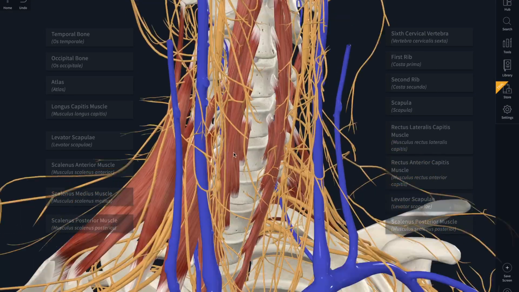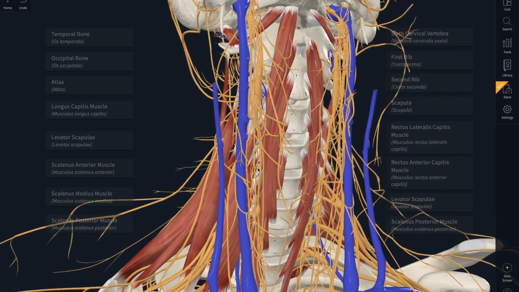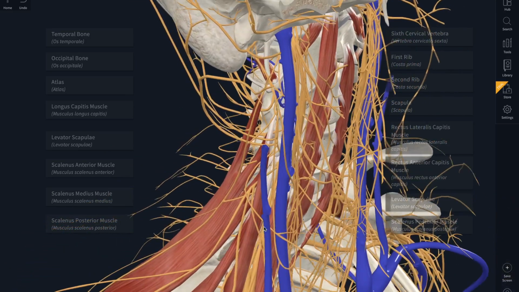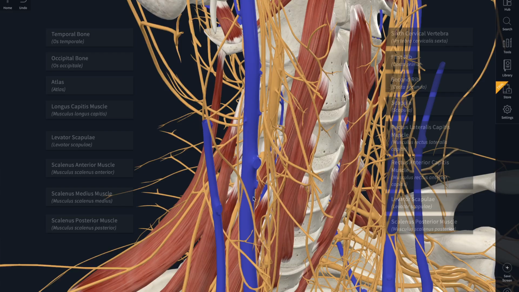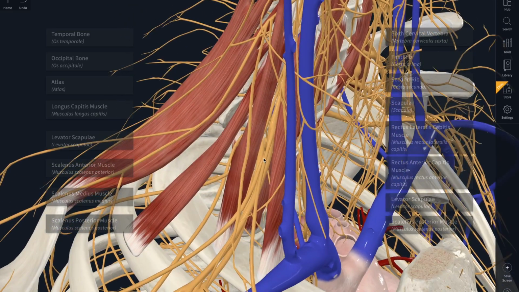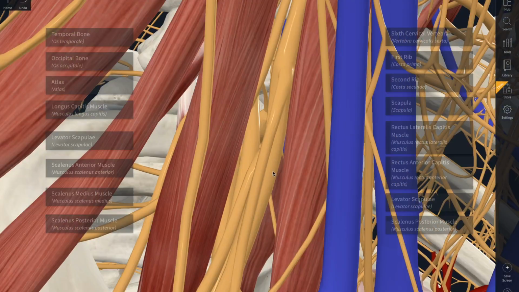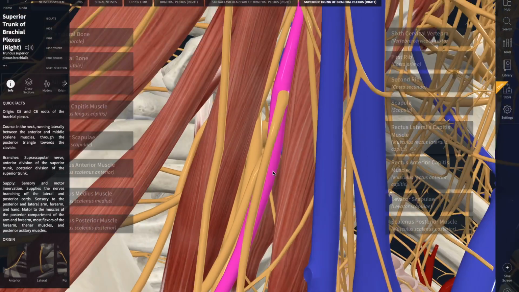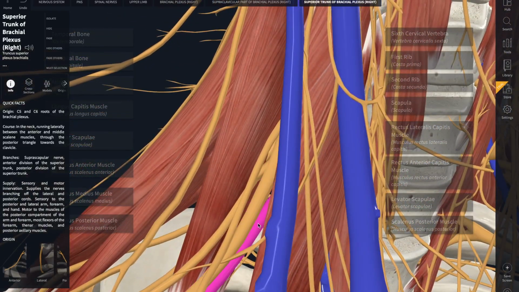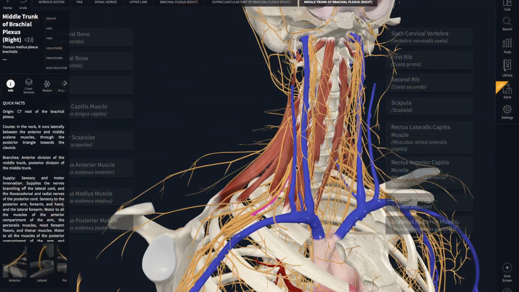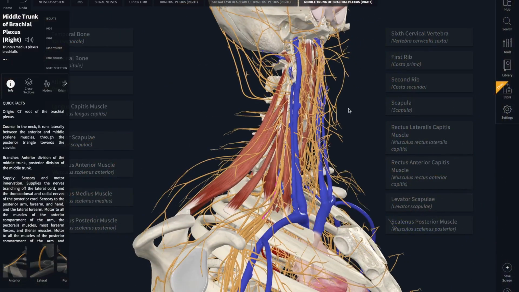Now, the contents of the deep structure of the neck. The first thing that we have to be concerned with is the brachial plexus. So here we have all the superior, middle, and inferior trunks of the brachial plexus. Here's the middle. So the first structure in the deep structure of the neck is the brachial plexus.